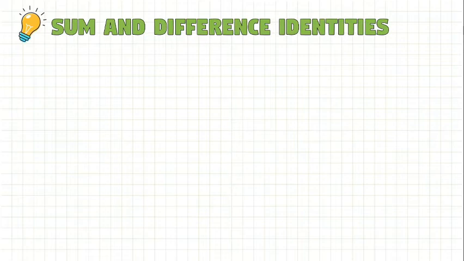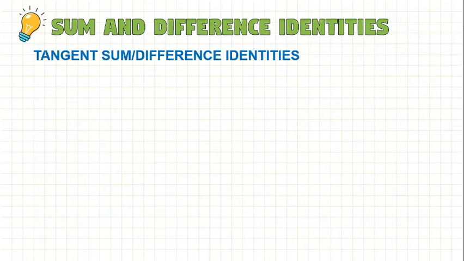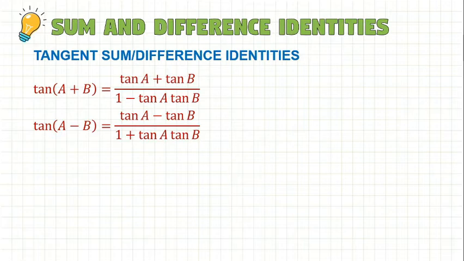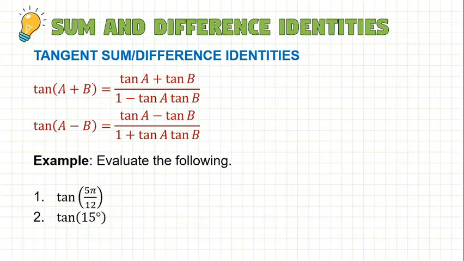Now, for the formula, for tangent sum or difference identities, we will follow the following. Okay, so we will have tangent of A plus B, that is equal to tangent A plus tangent B all over 1 minus tangent A tangent B. And for tangent of A minus B, we will have tangent A minus tangent B all over 1 plus tangent A tangent B. Okay, so let us try to apply the following formulas in evaluating the following expressions.